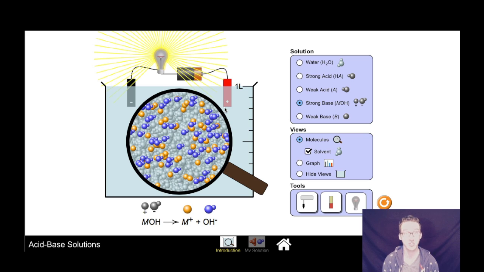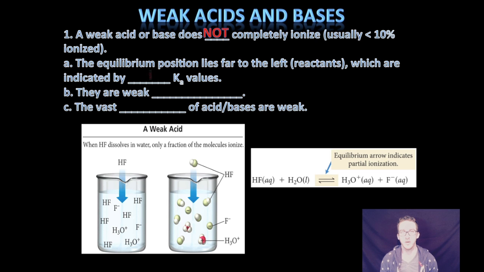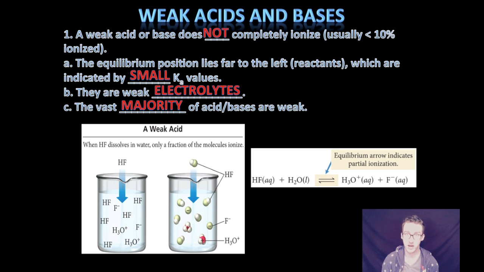Again, really strong electrolytes. Now weak acids or bases, on the other hand, do not completely ionize. Usually we're talking less than 10%. In this case, the equilibrium position lies very far to the left. We've got a lot of original reactant molecules in solution, indicated by really small Ka values. They're generally weak electrolytes because we don't have a whole lot of ions in solution, and it's important to recognize that the vast majority of acids and bases are in fact weak acids and bases.